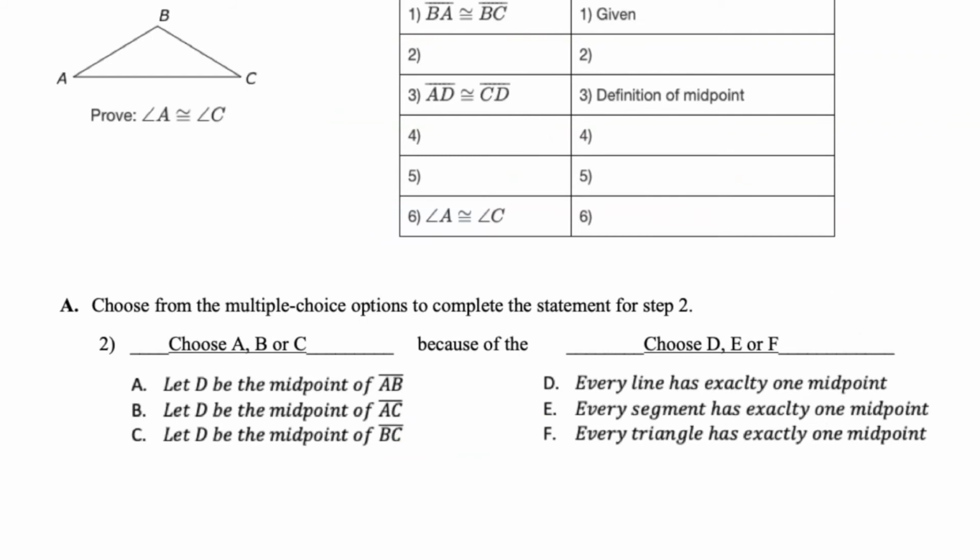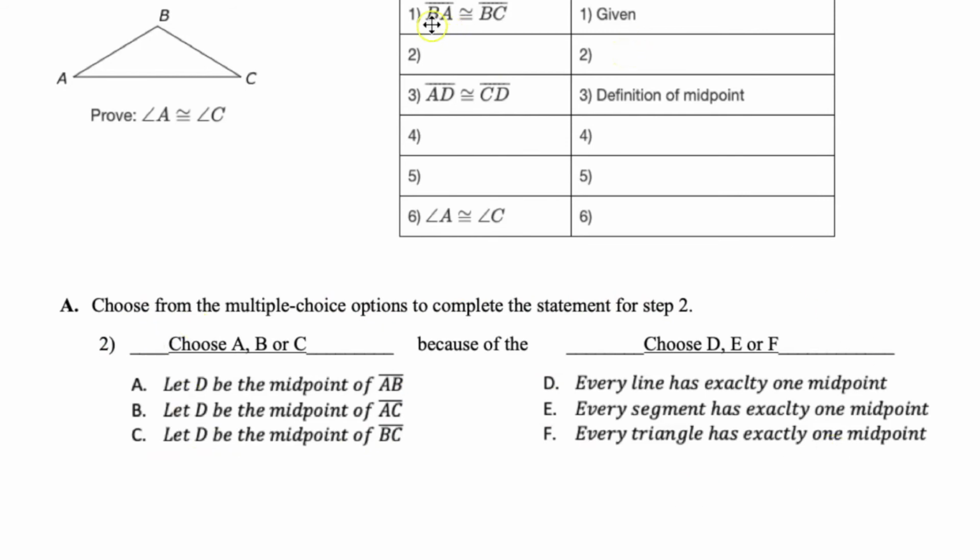So this is a proof. We've done proofs. We know proofs. Do not be afraid to do proofs. The only thing is that we have to look to see what is reasonable here. So choose from the multiple choice options to complete the statement for 2. So part A is the statement. This part is the reason.